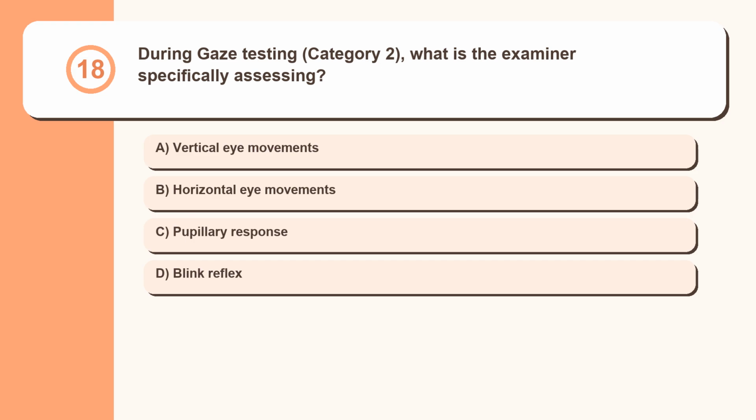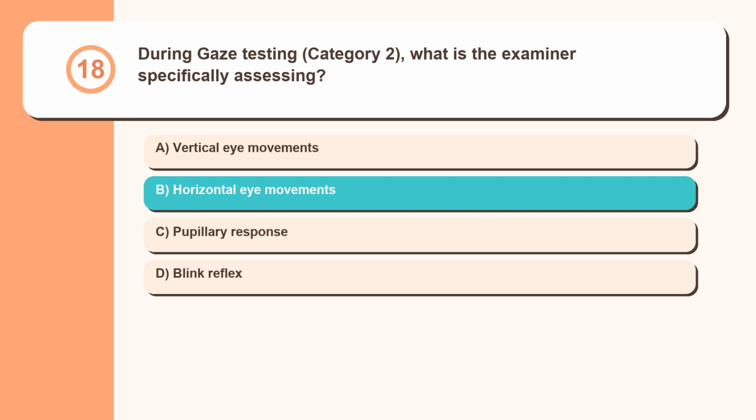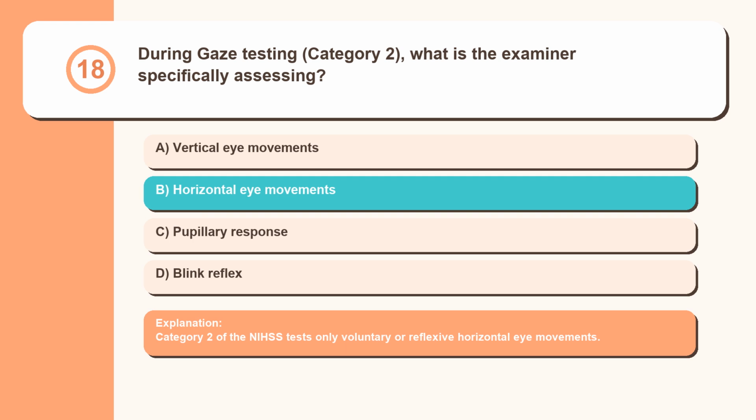Question 18. During gaze testing, Category 2, what is the examiner specifically assessing? Vertical eye movements, horizontal eye movements, pupillary response, blink reflex. Category 2 of the NIHSS tests only voluntary or reflexive horizontal eye movements.